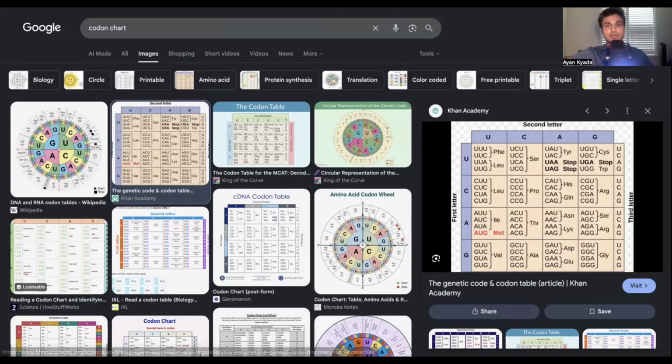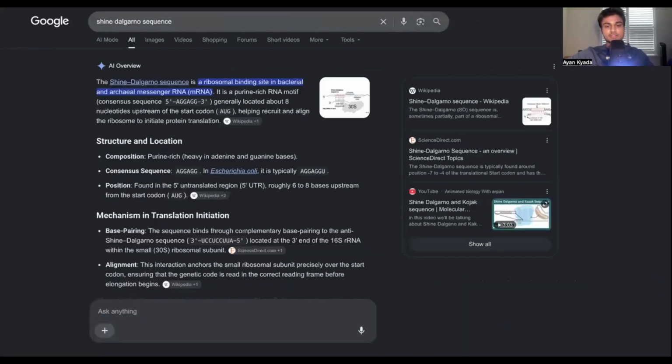So the Shine-Dalgarno sequence is going to exist a little bit upstream of it, and it's going to help to recruit and align the necessary enzymes or proteins for the ribosome to actually start translation. So before we get to the start codon of AUG, this is essentially the sequence in prokaryotes that helps to organize everything so that translation can properly occur.